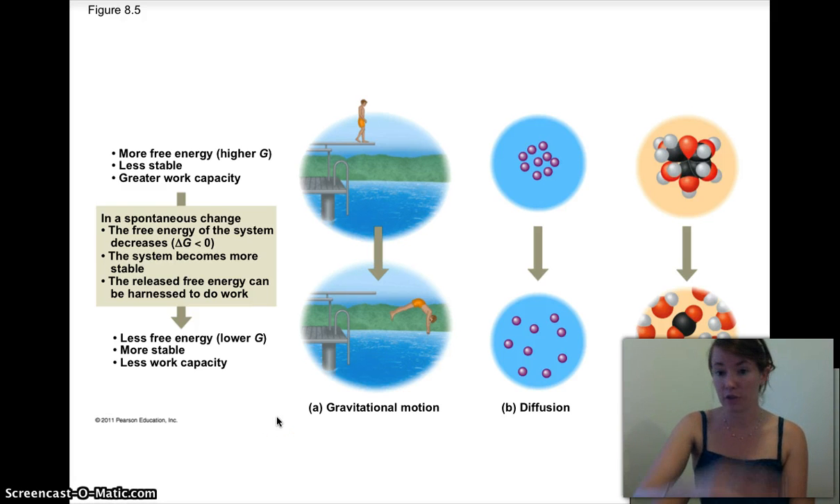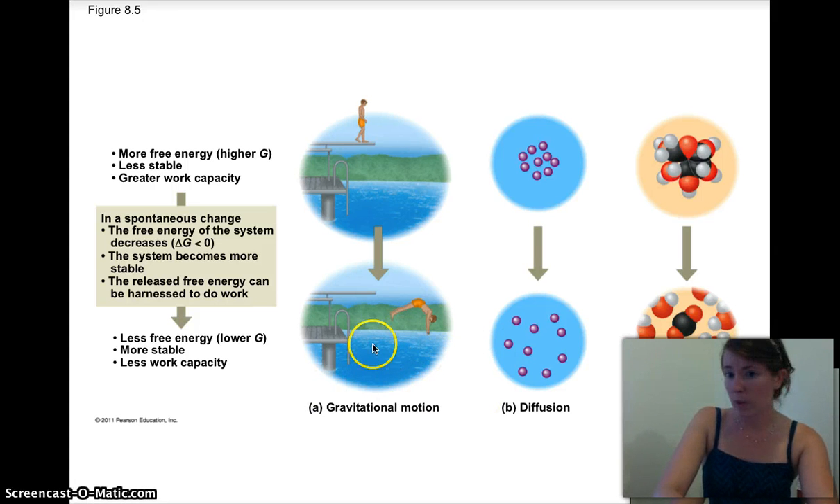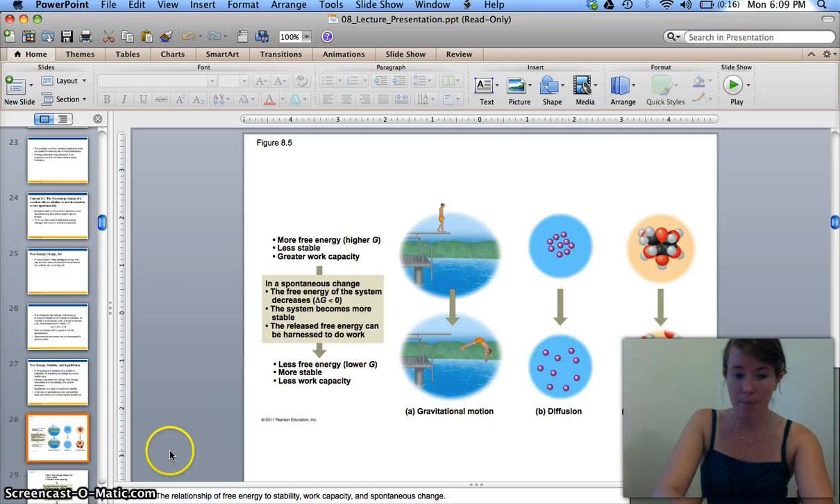And we have less free energy. We have less energy just available to do work. And that was a spontaneous change. So we see the free energy of the system decrease because we had high free energy up here and low free energy down here. The system becomes more stable. We're way more stable in the water than we are on top of a diving board.